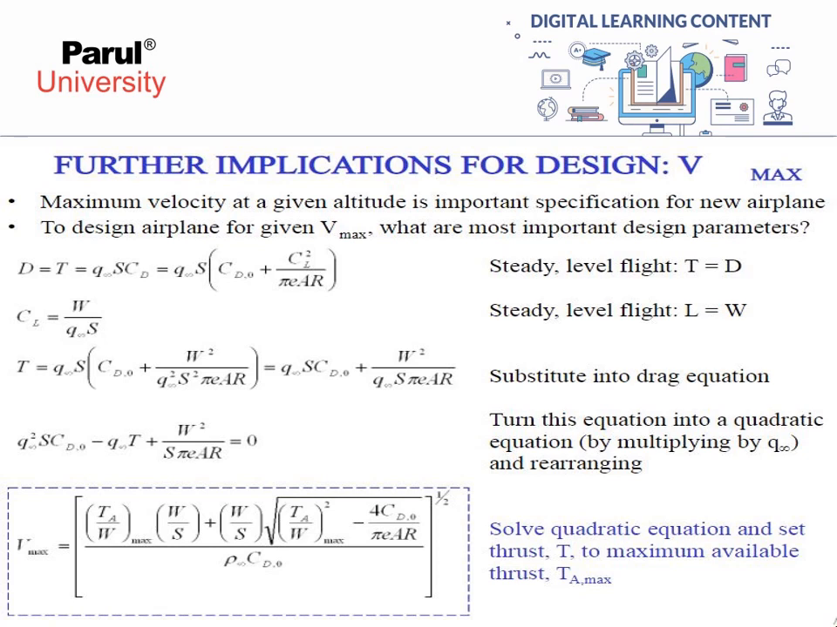This is for steady level flight: thrust is equal to drag, and lift is equal to weight. Then substitute into the drag equation, and turn this equation into a quadratic equation by multiplying by Q infinity and rearranging. Solve the quadratic equation and set thrust T to the maximum available thrust TA max. Okay, now we can go for the next.